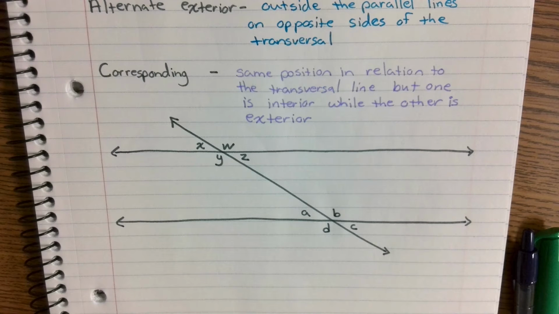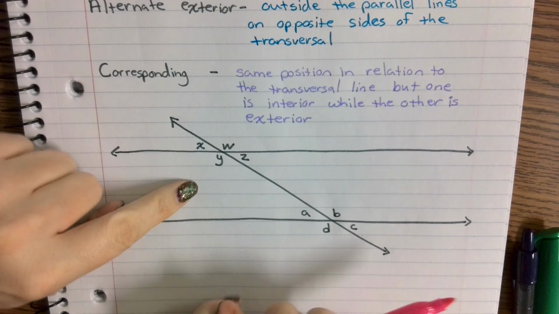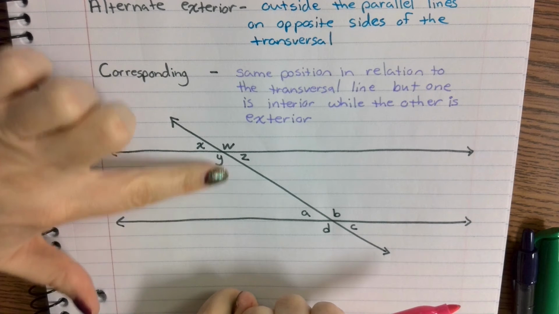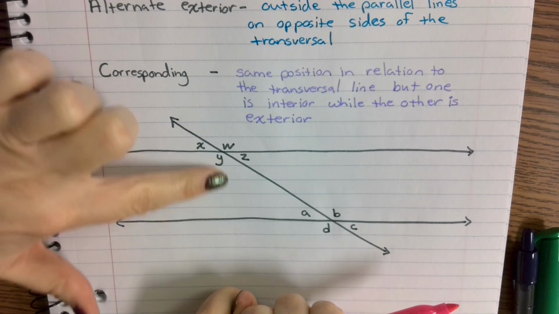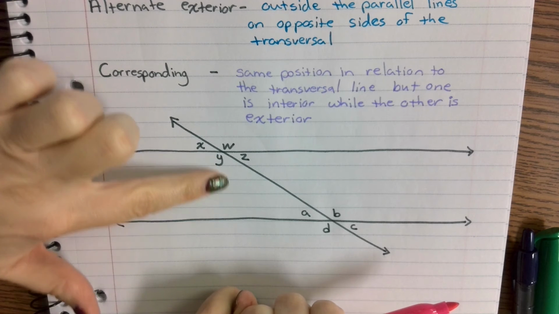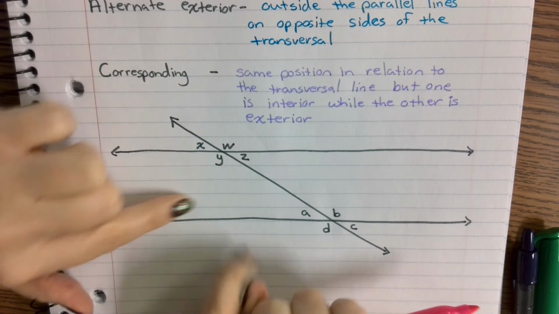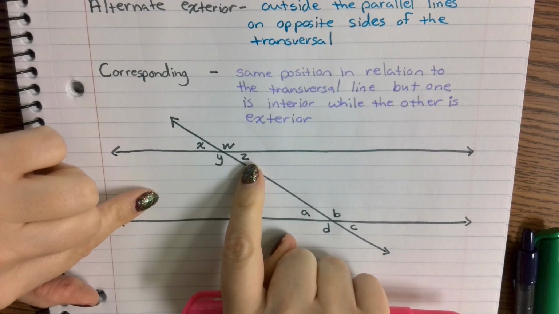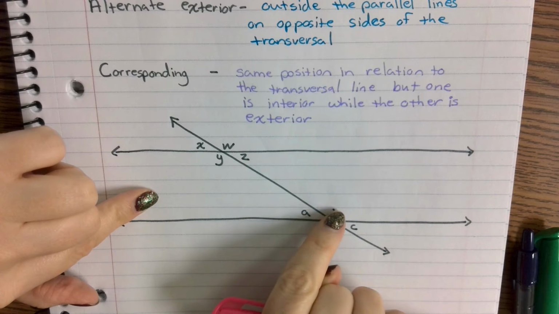So for our alternate interior, interior means it's inside of the parallel lines. So that would be roughly between the parallel lines here. So we have 4 angles that are in between the parallel lines. We've got Y, Z, A, and B.